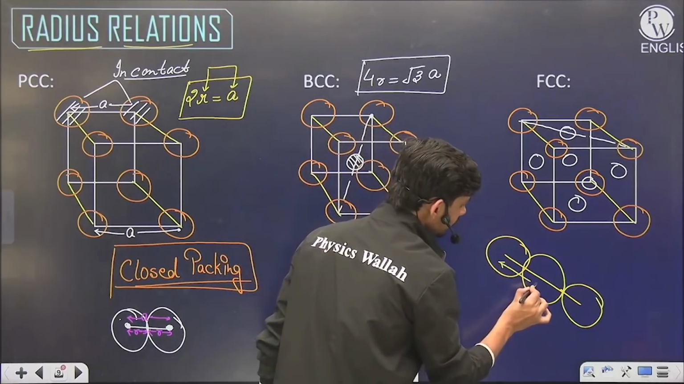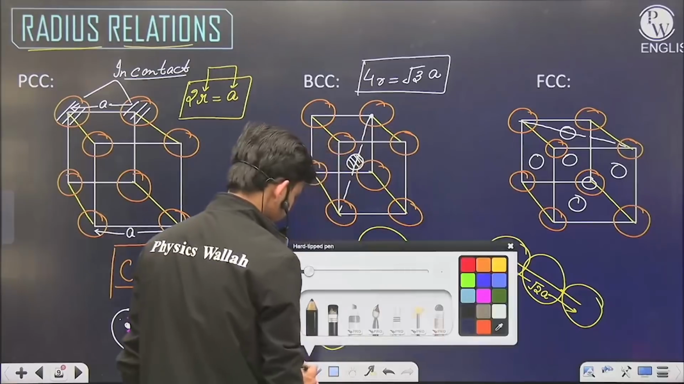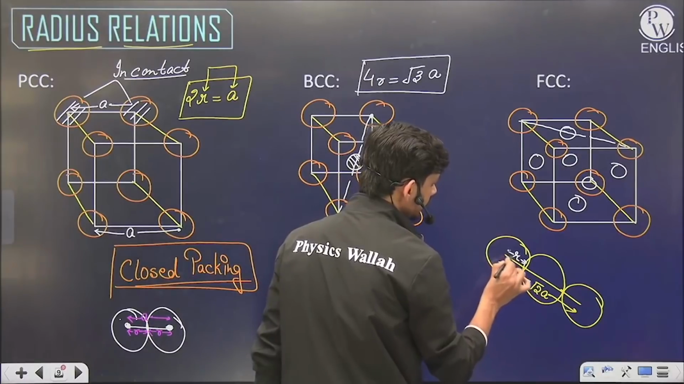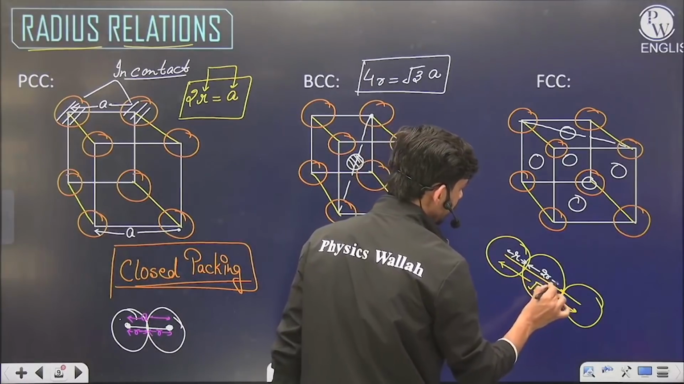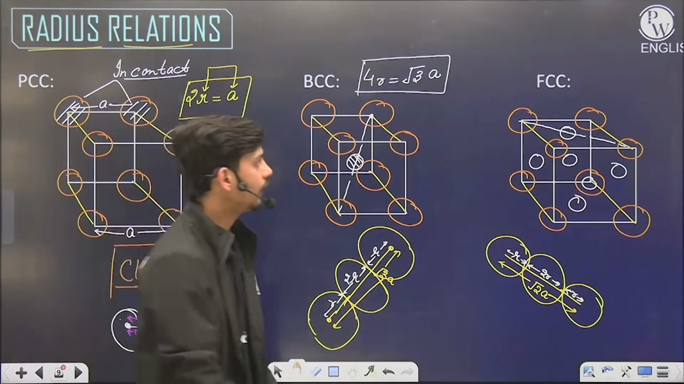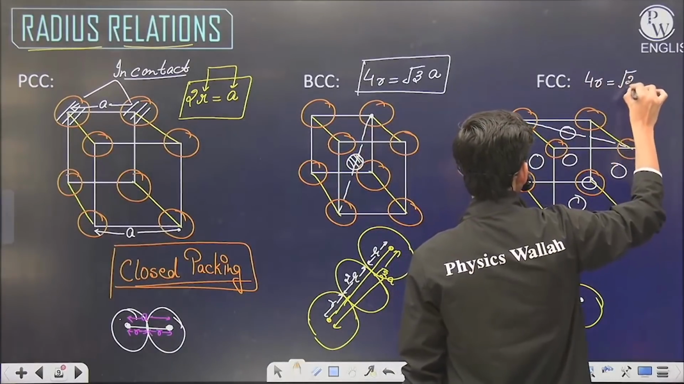Now this length will be the face diagonal of a cube, which will be root 2 a, and this is r, the radius, this is 2r, the diameter, and this is r. So we can see from here, for FCC, 4 times r is equal to the length of the face diagonal.